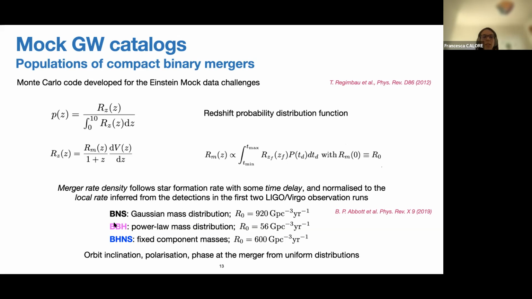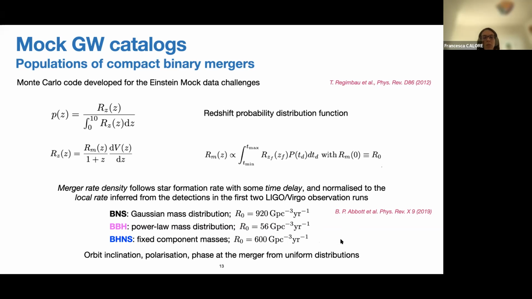So just to go a bit more into the details, we have to extract for each class of binaries the masses from a given distribution. So a Gaussian mass distribution for the binary neutron stars, a power law mass distribution for the BBH. And since this work was done prior to the discovery of the first black hole neutron star events, we had fixed component masses for this type of binary. And the rates are not updated to the latest discoveries. In particular, I want to mention that for the black hole neutron star systems, it's just an upper limit, as it was in 2019.